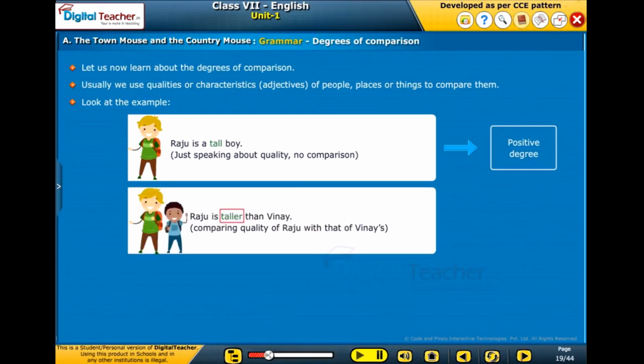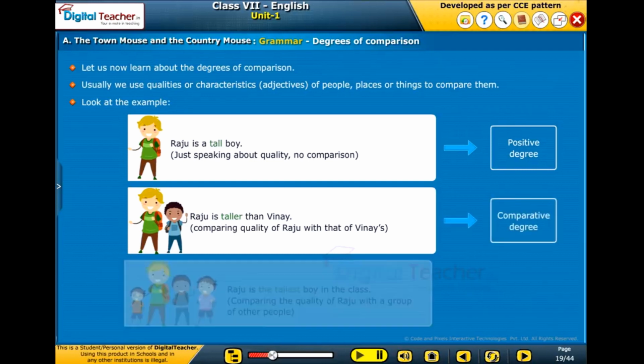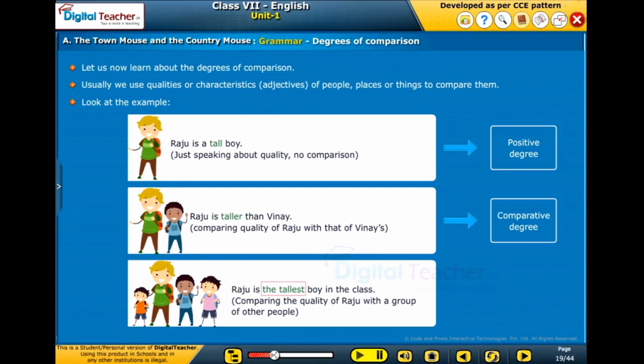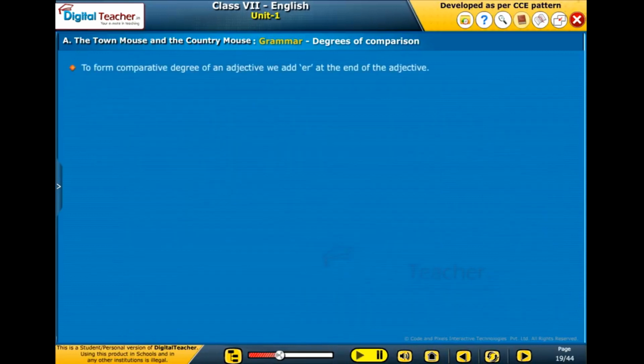Raju is taller than Vinay, comparing quality with another person. So, it is comparative degree. Raju is the tallest boy in the class, comparing the quality with a group of other people. So, it is superlative degree. To form comparative degree of an adjective, we add er at the end of the adjective. To form superlative degree of an adjective, we add est at the end of the adjective.